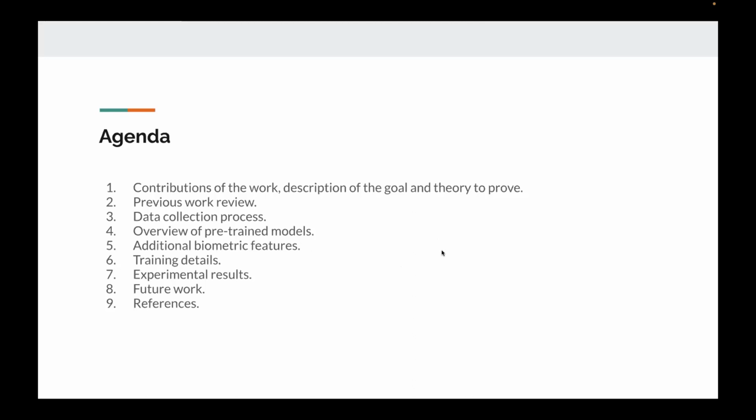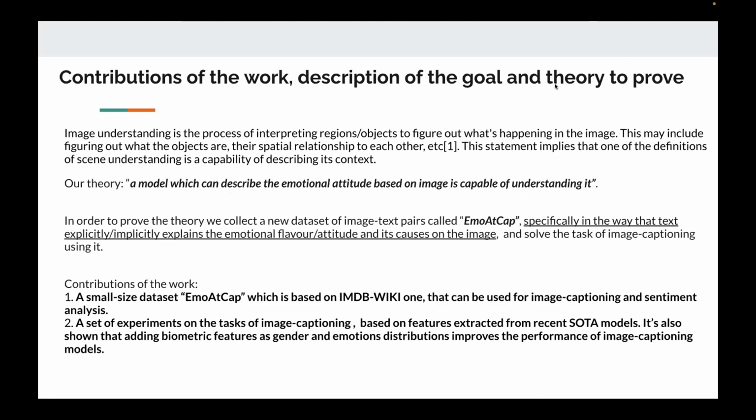So first of all, let's start with the contributions of the work and description of the goal and the actual theory. Image understanding can be described as the process of interpreting regions or objects to figure out what's happening in the image and understanding the spatial relationship to each other. The statement implies that the main goal regarding scene understanding is the capability of describing its context. We then formulate our theory as follows: a model which can describe the emotional attitude based on an image is capable of understanding it.